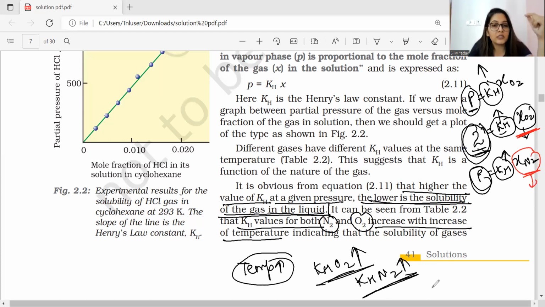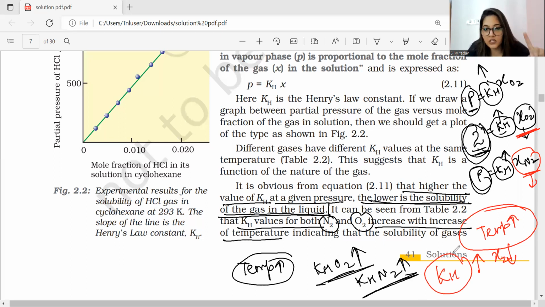That is the reason we say that with increase of temperature, the concentration of solute particles, or the gaseous particles, inside the liquid is decreasing. Is it clear to everyone? Or I can directly say whenever you're increasing this KH value, the solubility is decreasing when you're increasing the temperature. Because when you're increasing the temperature at constant pressure, the KH value is increasing. To keep the pressure constant, because this is now increasing, this has to decrease, right? I hope that's clear to everyone.